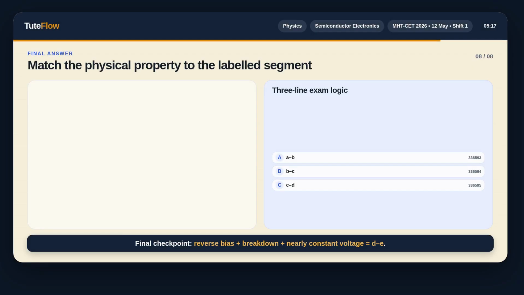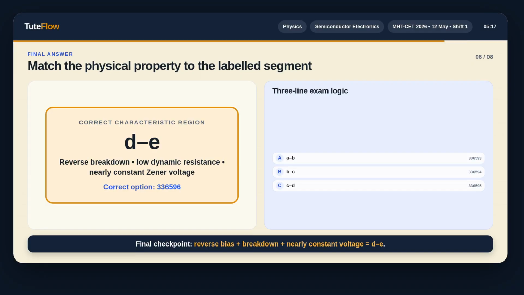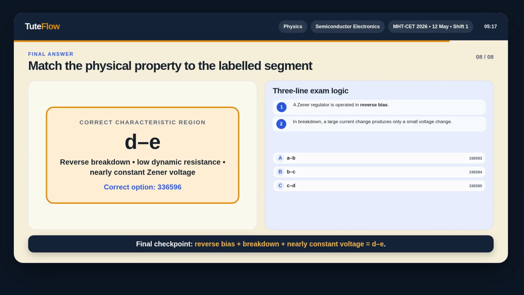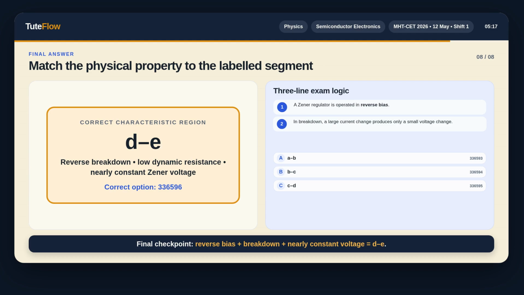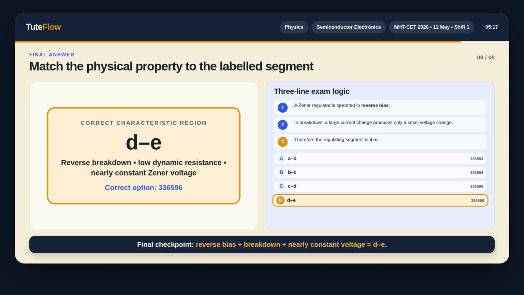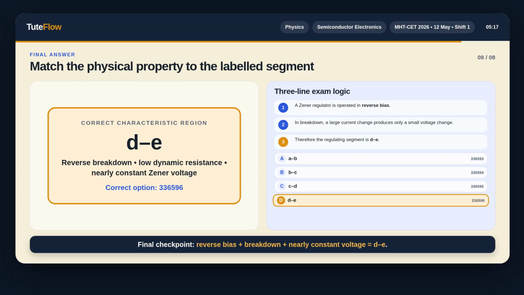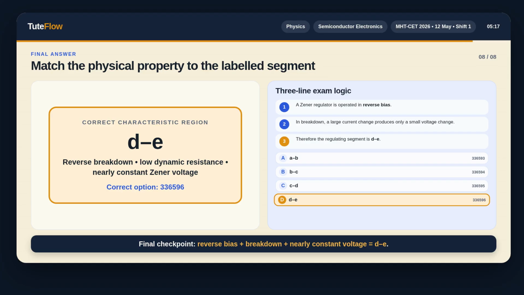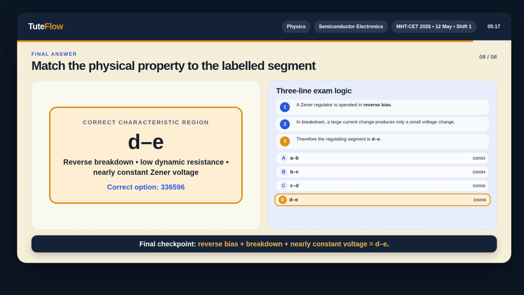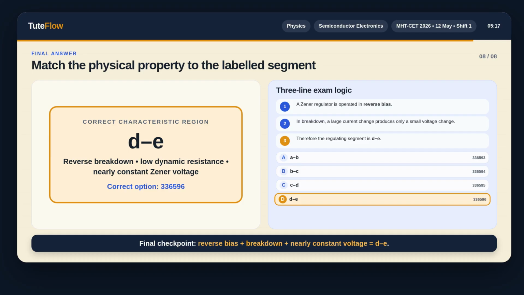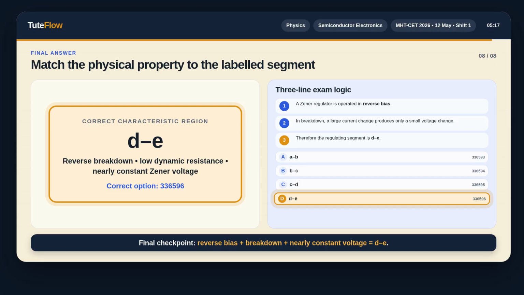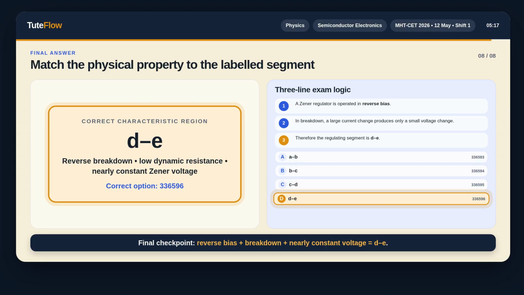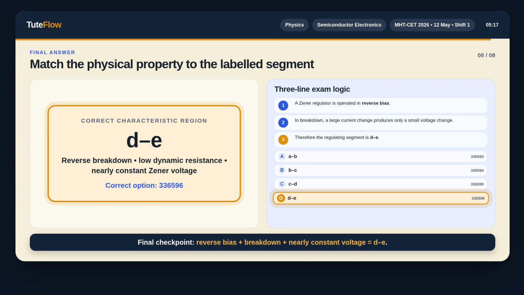Now match the conclusion with the options. AB and BC are forward bias portions. CD is reverse bias before breakdown. DE is the reverse breakdown region where the voltage is nearly constant over a substantial current range. Therefore, the part most relevant for voltage regulation is DE. In the source, that is option number 4, Answer ID 336596. Final checkpoint: Zener regulator means reverse bias breakdown region, low dynamic resistance and nearly constant Zener voltage.